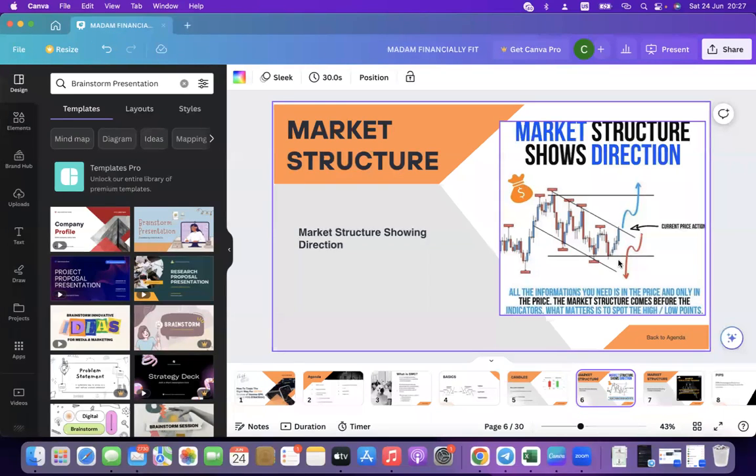You don't go against the trend. Most of the buyers, most of the people that know what they're doing, should be selling in a downtrend. All right.